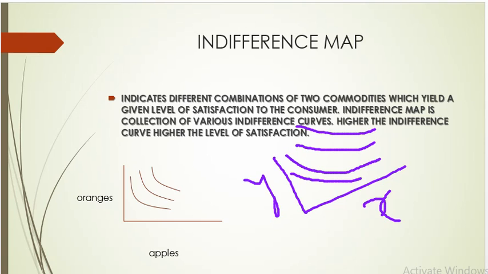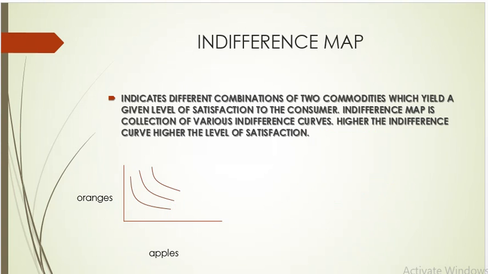An indifference map is the collection of the various indifference curves. Higher the indifference curve, higher the level of satisfaction. Lower the indifference curve, lower the level of satisfaction. Here we will see the quantity of orange is constant, but as we move to another indifference curve, the quantity of apples goes on increasing. It means higher the indifference curve, higher the level of satisfaction.